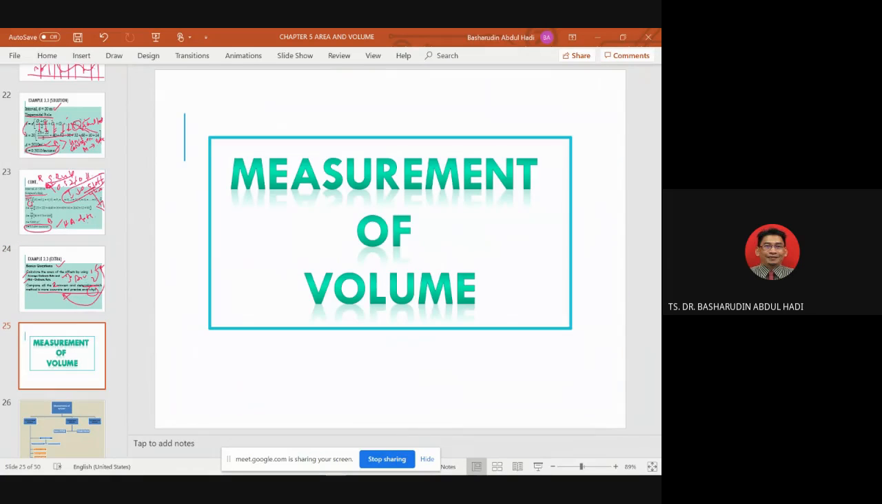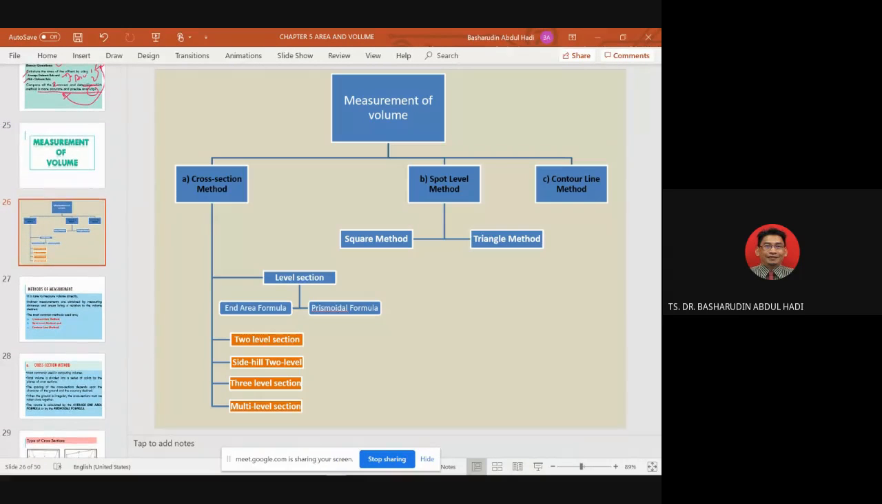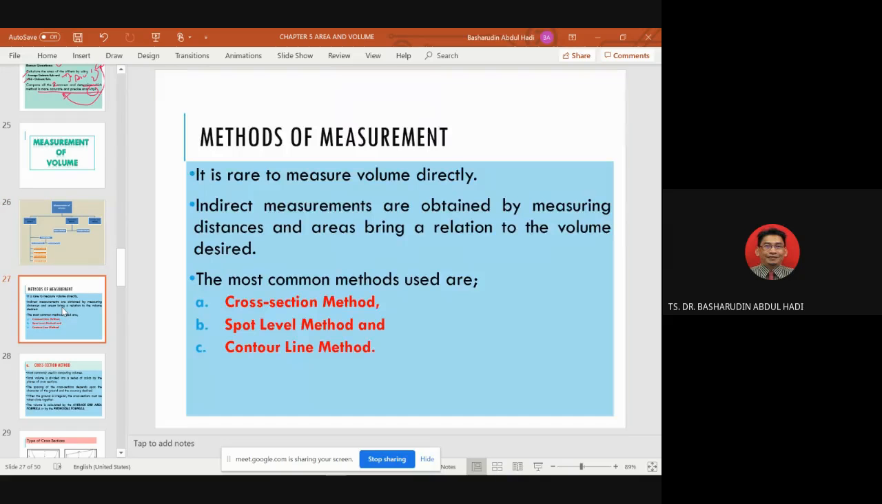Now we go to measurement of volume. In volume, we have cross sections, level sections, the end area formula, the prismoidal formula, then two-level section, side hill two-level, three-level section, and multi-level section. You can also use the spot level method for measurement of volume, the square method, the triangle method, and the last one, the contour line method, to propose and give feedback to industry or academia.